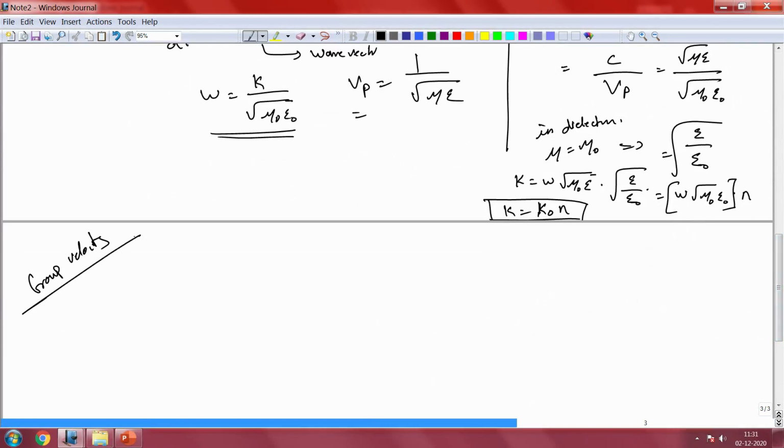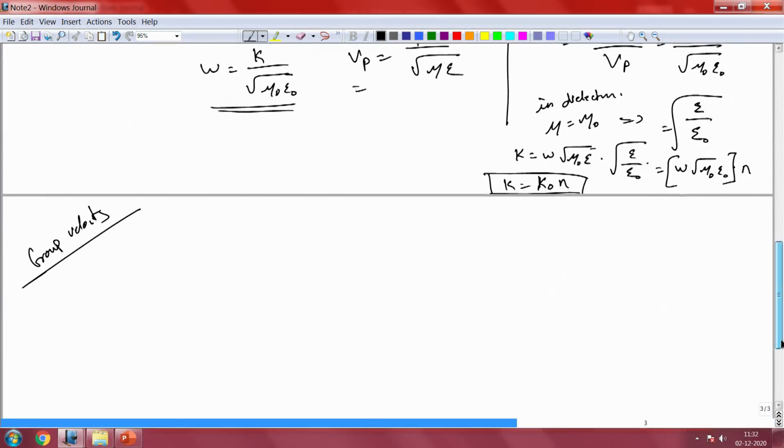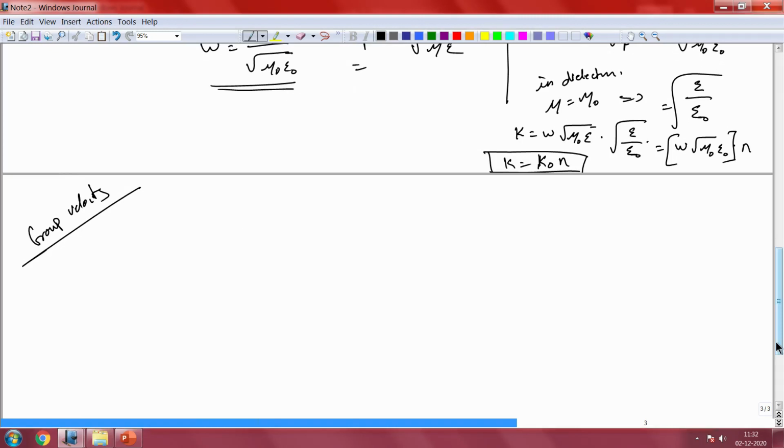So what is group velocity, right? Phase velocity, the term is rather straightforward to understand, because it's a single wave and it has a phase, and the phase is moving. How fast the phase is moving is called phase velocity. But now we are talking about group velocity. Why should we talk about group velocity, right? Group velocity is nothing but how a pulse propagates.